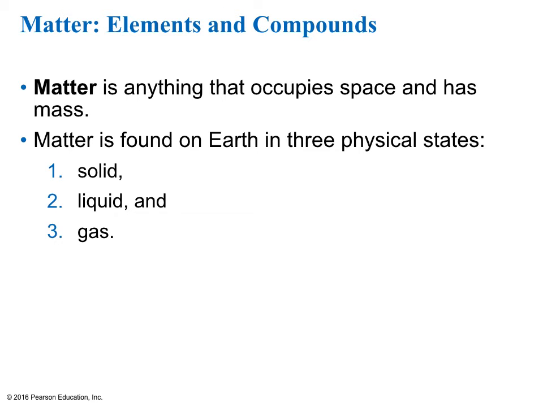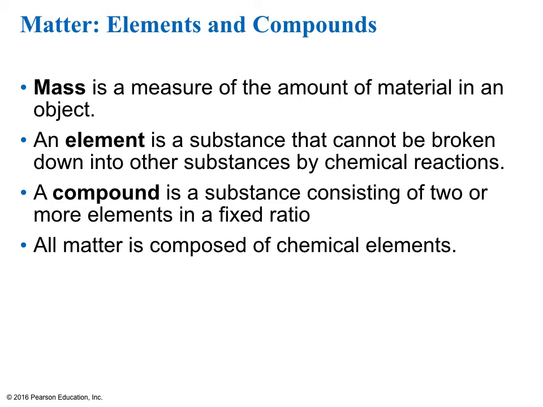So as I mentioned earlier, matter is everything that occupies space and has mass. And on Earth, there are 3 physical states of matter: solid, liquid, and gas. And all matter has mass, which is a measure of the amount of material in an object.